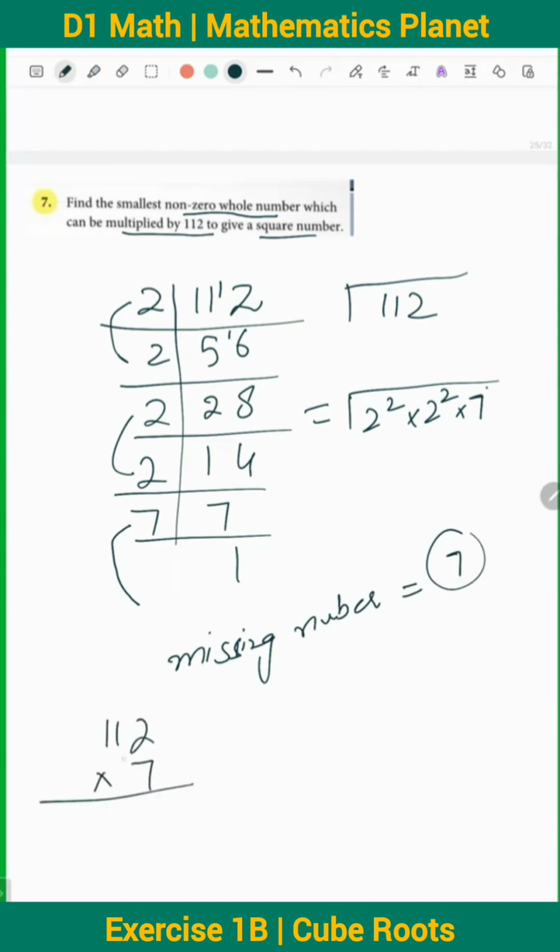They say find the smallest whole number. Multiply with 112. Let's multiply. 7 times 2 is 14. 7 times 1 is 7, 8. 7 times 1 is 7. So 784 is the perfect square.